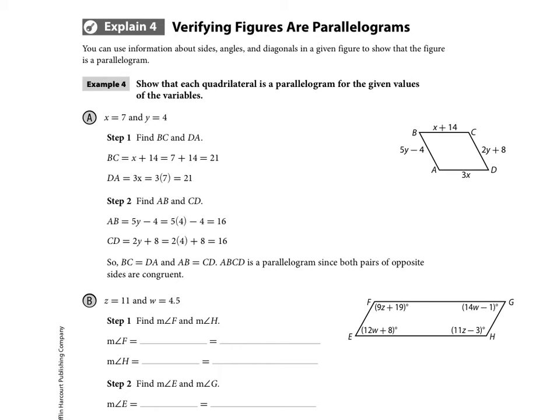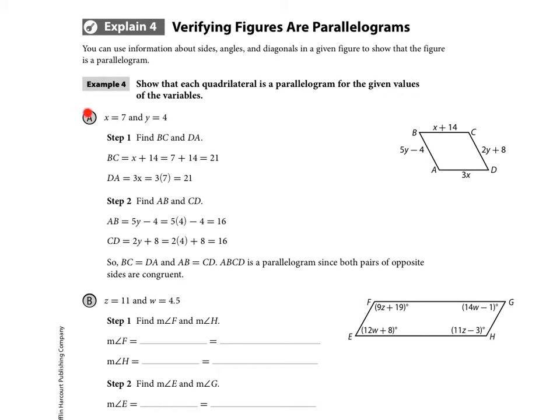We're going to work through these problems now about verifying whether figures are parallelograms or not. Here we're being given some information of values for variables, and our task is, with the diagrams that we're given, to show that each quadrilateral is a parallelogram for the values that they give us. So let's talk through this first one, okay?